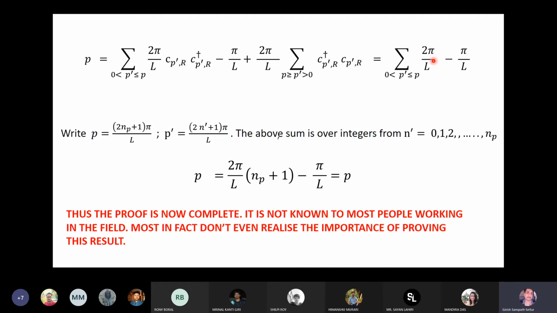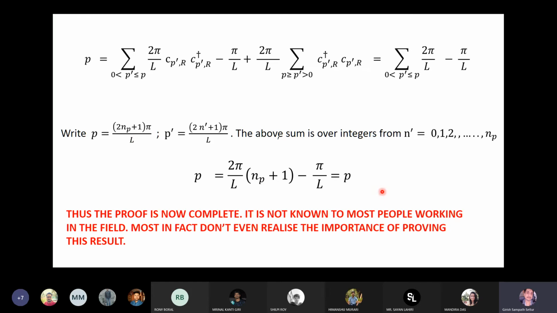You're adding 2 pi by L plus 2 pi by L plus 2 pi by L, however many P dash there are in this interval. And there are np plus 1 P dash in that interval. So that's 2 pi by L times np plus 1, and never forget this one. And then when you combine this, miraculously the same as P because of this identity and this definition.